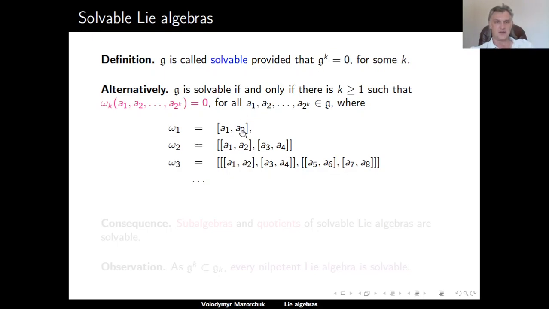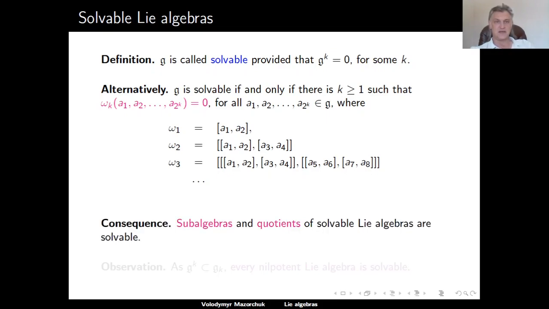Omega 1 is just the commutator of two elements a1 and a2. Omega 2 is a commutator of two commutators of the form omega 1. So it's a commutator of the commutator of a1, a2 and the commutator of a3, a4. Omega 3 is a commutator of two commutators of the form omega 2, and so on. The identity omega k depends on the choice of 2 to the power k elements in G, and the algebra G is solvable if and only if there is a positive integer k such that omega k is equal to 0 for any choice of 2 to the power k elements in G.